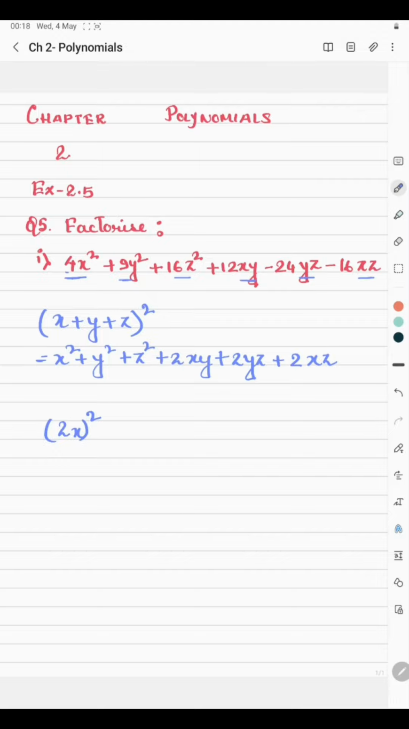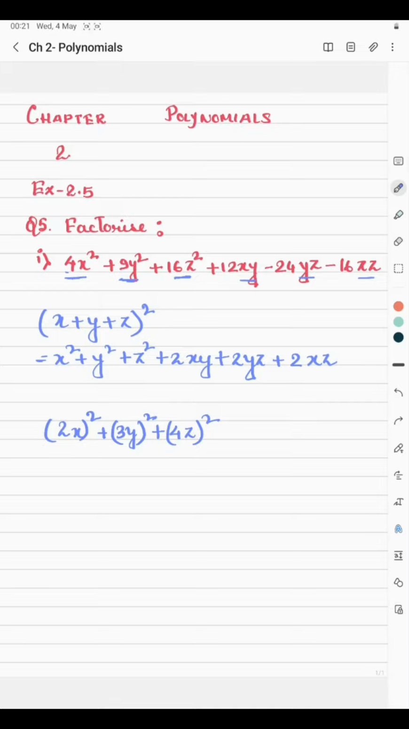So 4x square can be written as 2x whole square, because 2 square means 2 into 2, 4, x square. Now 9y square can be written as 3y whole square, because 3 square means 3 into 3, 9, y square. And 16z square can be written as 4z whole square, because 4 square means 4 into 4, 16, z square.